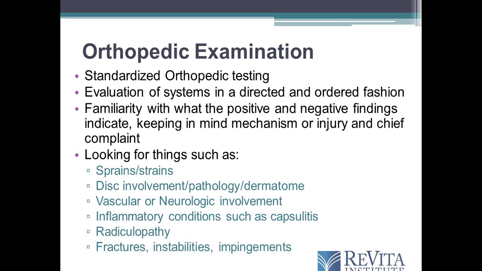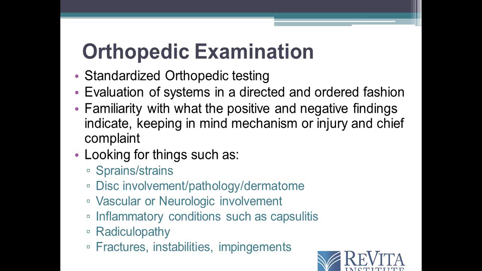When we are doing the orthopedic examination, based off of our original chief complaint, we will be looking specifically for things like sprains and strains, anything that has a disc involvement, pathology, or even the dermatomal pattern that will help us to isolate the area where the nerve root may be irritated or damaged. We'll look for vascular and neurologic involvement, so that includes such things as swelling and inflammation, as well as loss of sensation, pins and needles, those types of things. We'll also look for radiculopathies, as well as fractures, instabilities, and impingements. The orthopedic examination then is primarily guided by the chief complaint that the patient comes in for.